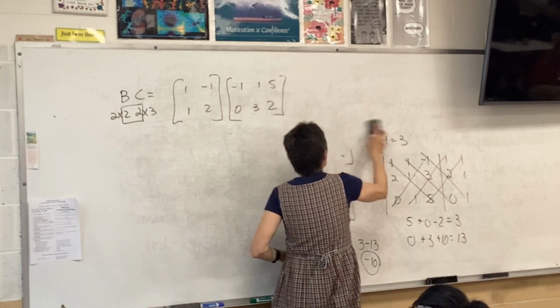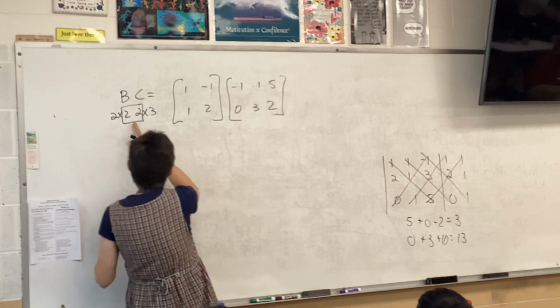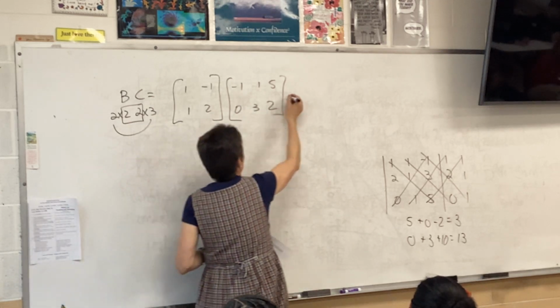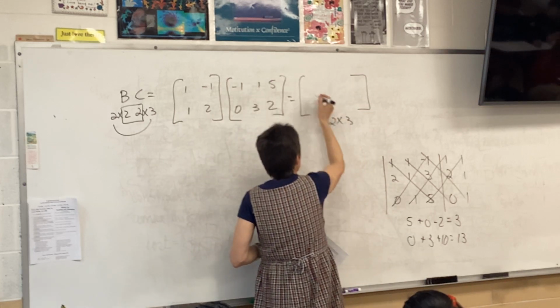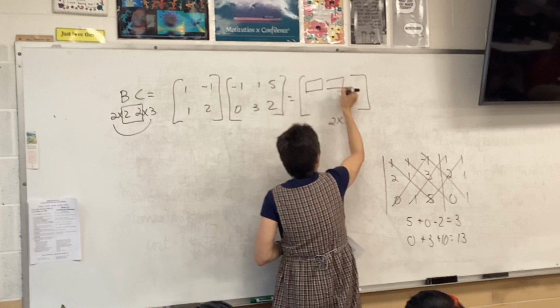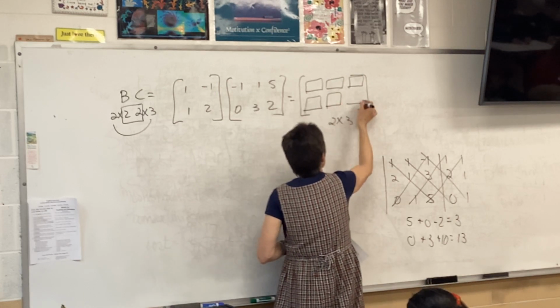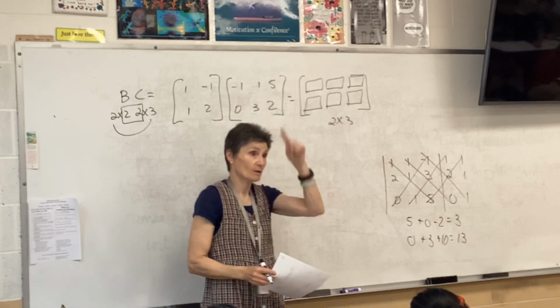All right, so not only does this tell me it's doable, but it also tells me that my answer is going to be another 2 by 3. So you don't have to put these boxes in here, but you do have to recognize you are going to be finding 6 numbers, 2 rows, 3 columns.